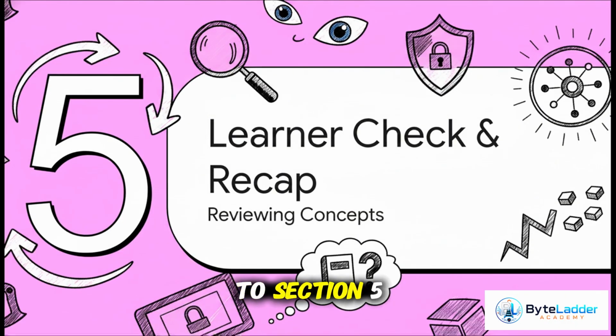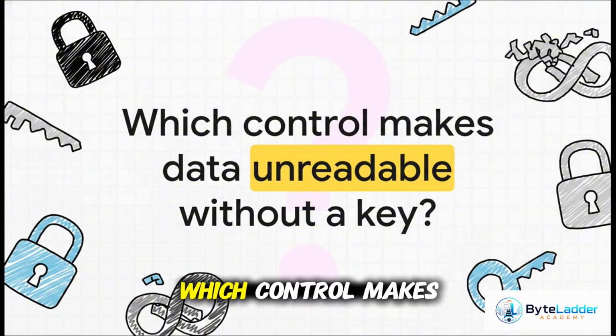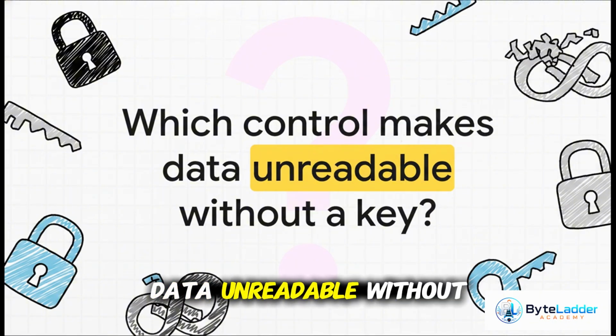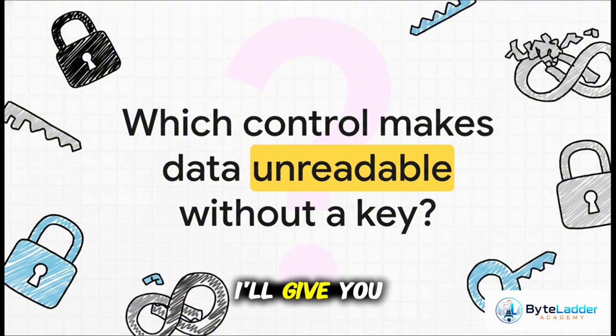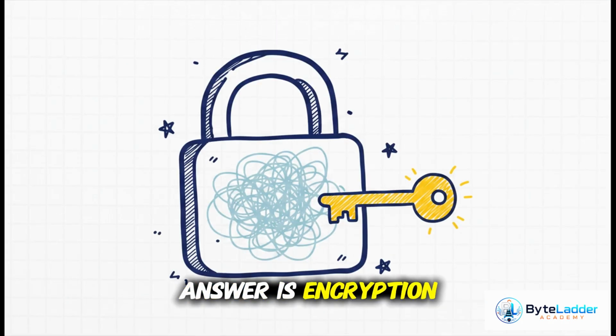Moving right along to Section 5, time for a quick learner check and recap. Let's review these concepts. Okay, here is your question. Which control makes data unreadable without the right key? I'll give you just a second to think about it. Got it? The answer is encryption.